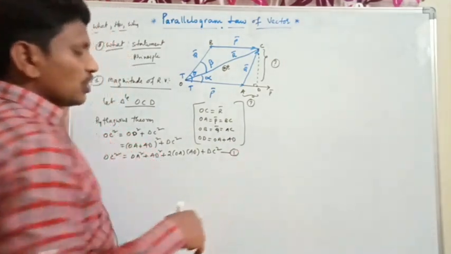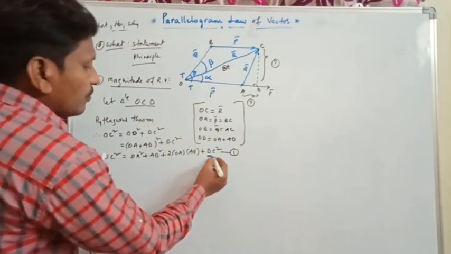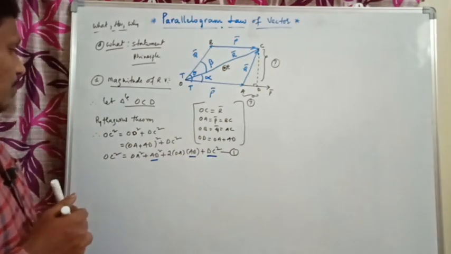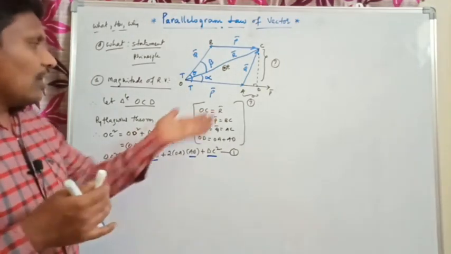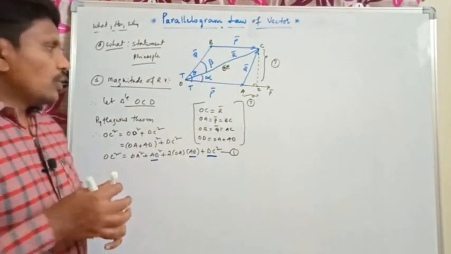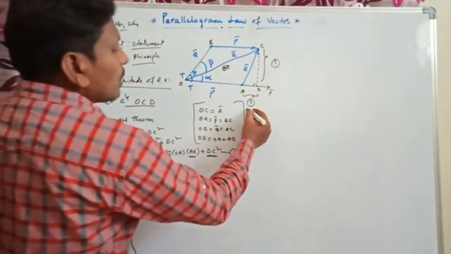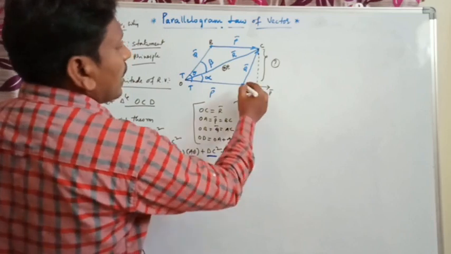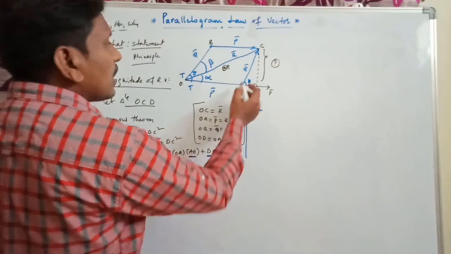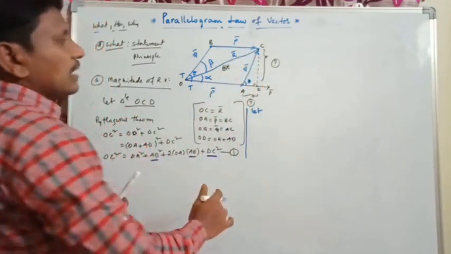Let us consider this equation 1, because we don't know the values of DC and AD. Except for AD and DC, we know everything. OC we know, OA we know. So to find DC and AD we need to consider a triangle ACD, which also includes the angle, because this is tail and tail. This is P bar vector, Q bar vector.